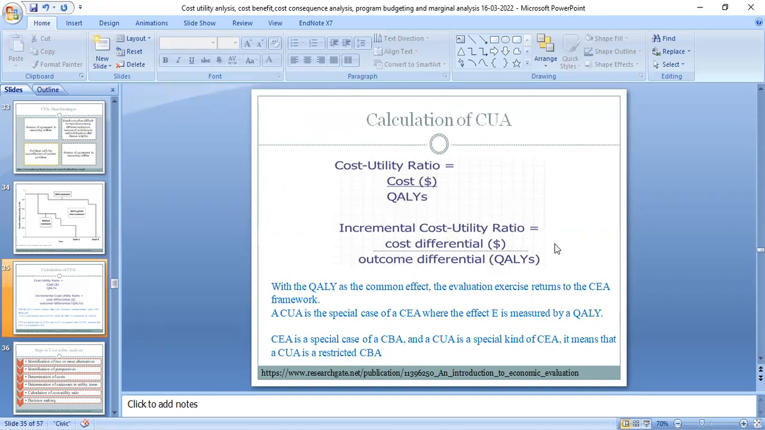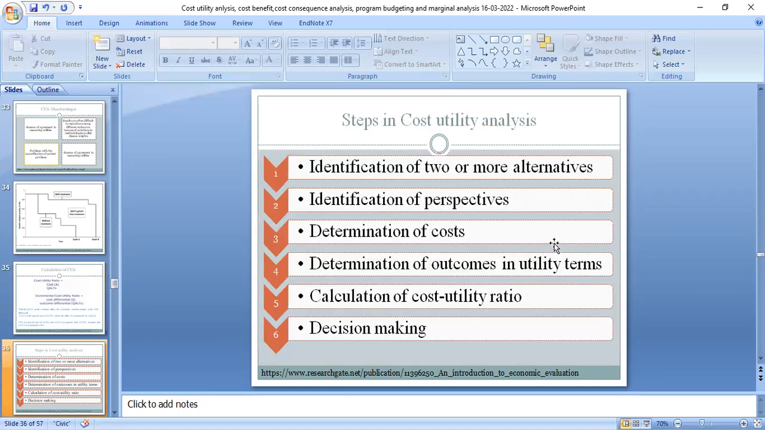With the QALY as the common effect, the evaluation exercise returns to the cost effectiveness analysis framework. A cost utility analysis is a special case of cost effectiveness analysis, where the effect E is measured by a QALY. Cost effectiveness analysis is a special case of cost benefit analysis, and cost utility analysis is a special kind of cost effectiveness analysis. It means that a cost utility analysis is a restricted cost benefit analysis.